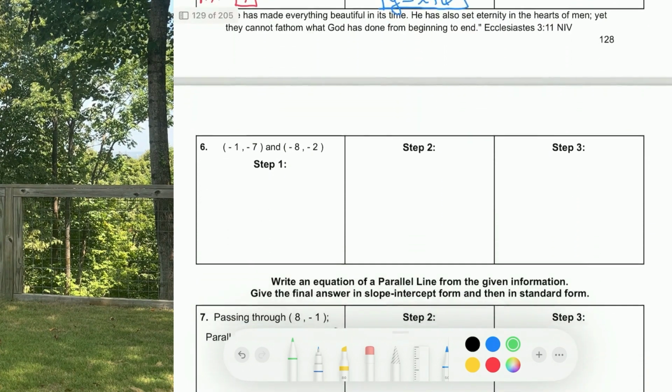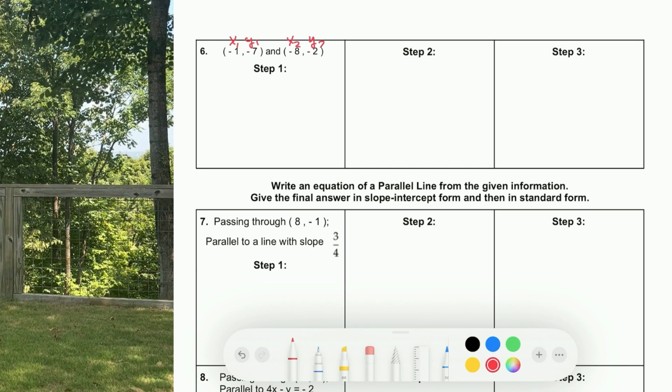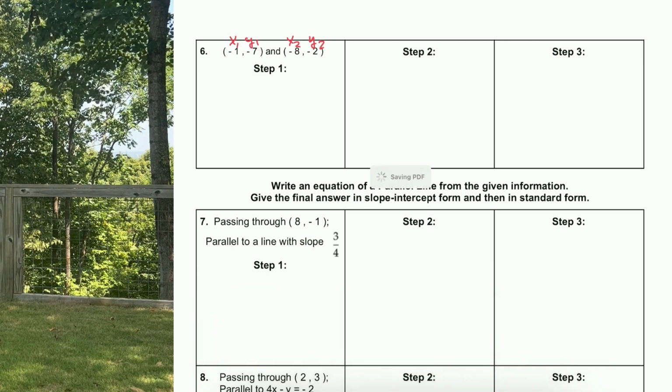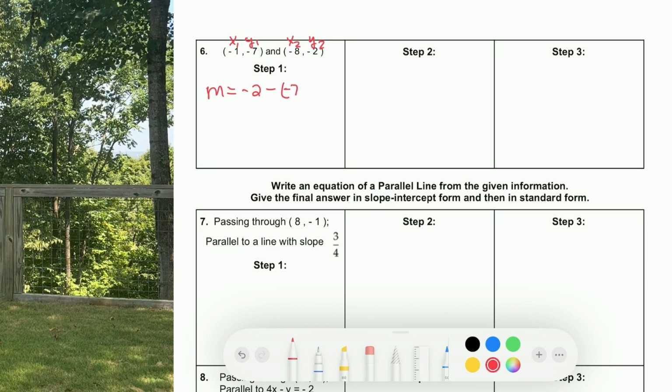Let's look at another example, number 6. Again, the first thing we're going to do is find our slope by using both coordinates. We'll go ahead and label them. All right, so we have m equals, our second y is negative 2 minus our first y, which is negative 7, over our second x, negative 8, minus our first x, which is negative 1.